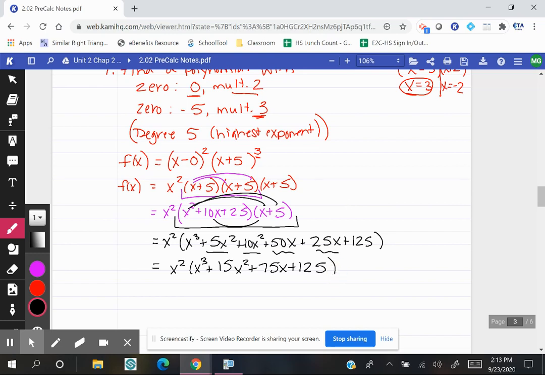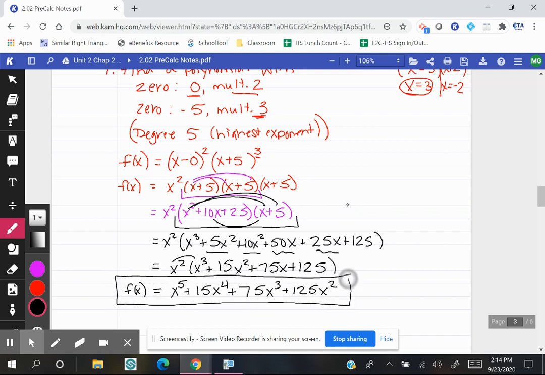Okay, and now we want to distribute in this x squared to everything. And remember, when you are multiplying, you keep the base and you add the exponent. So 3 plus 2 would give me 5. Then I'd have 15x to the fourth plus 75x to the third plus 125x to the second. And now there's nothing we can combine. There's no like terms. So that would be my final polynomial for that one.